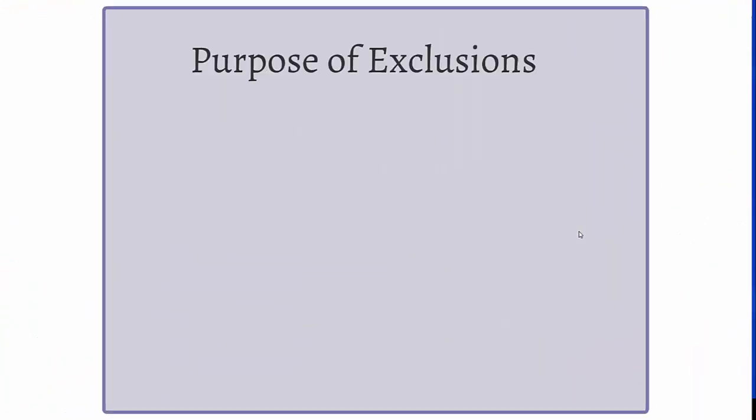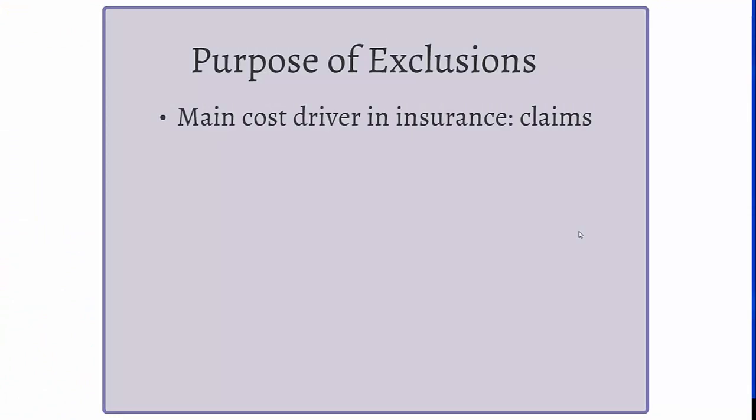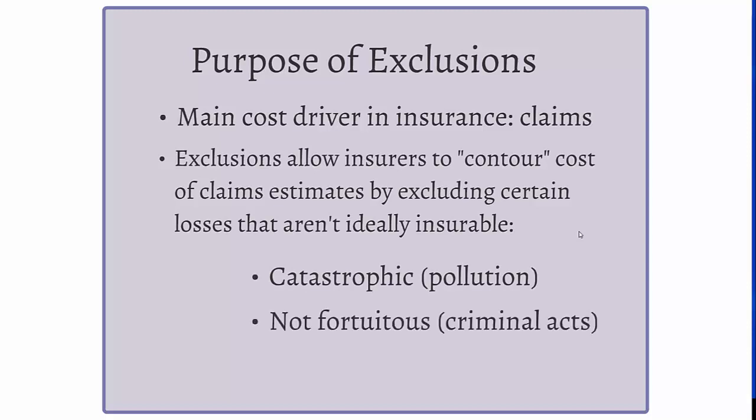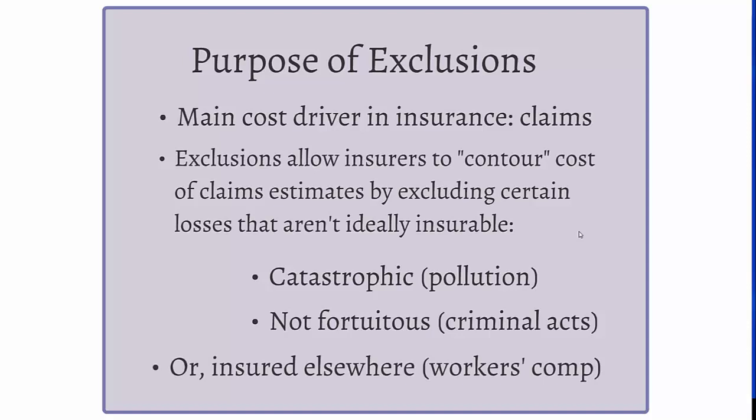But let's first look at the purpose of these exclusions. The main cost driver in insurance is, of course, claims. Exclusions allow insurers to contour cost of claims estimates by excluding certain losses that aren't ideally insurable, such as catastrophic losses like pollution or war, and losses that are not fortuitous, in other words, not outside of the control of the insured, such as criminal acts, or insured elsewhere, such as workers' compensation or commercial auto.